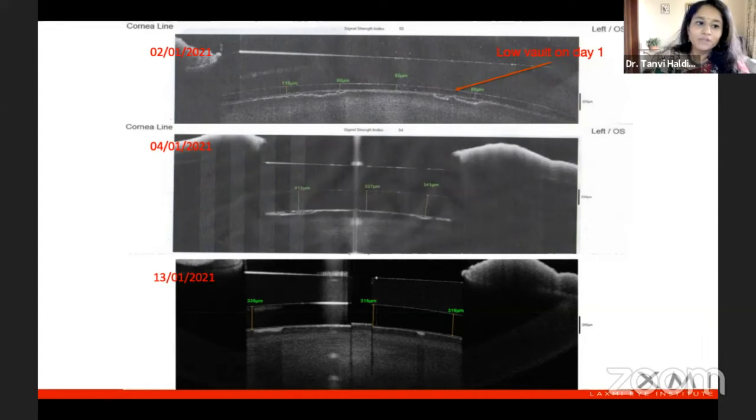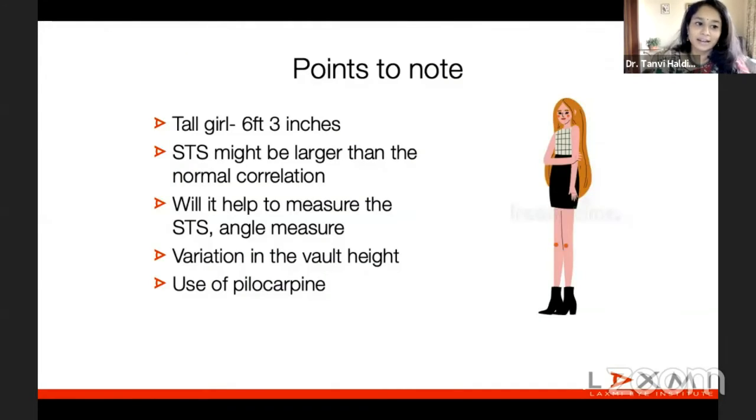Now, the only difference in the surgical technique was that I had used pilocarpine intraoperatively in the left eye, which I hadn't done in the right. Now, it is very difficult to pinpoint what exactly went wrong, but it again boils down to a sizing issue. Now, this girl had a slightly different physiognomy. She was 6'3" in height. It is possible that her STS may have been larger than the white to white.